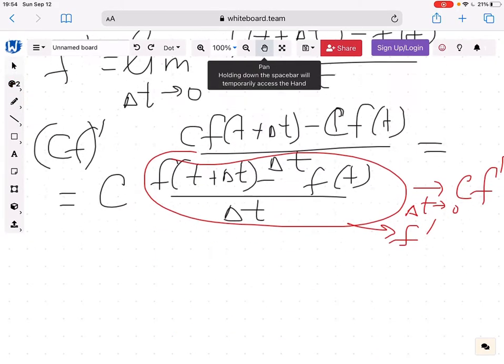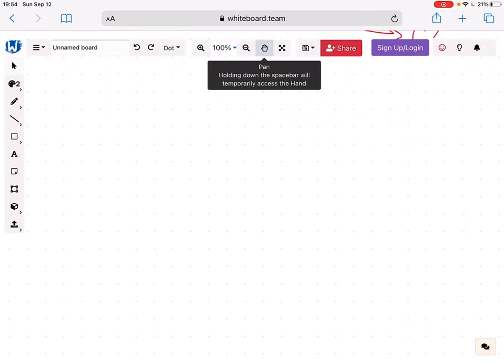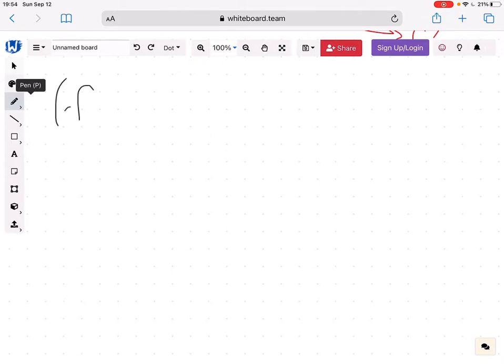Let's move to the next one. The next one is the derivative of a sum of functions. So if I have two functions, f and g, I add them up, and I want to take a derivative. Again, the derivative of this thing is very simple. It is the derivative of f plus the derivative of g. So the derivative of the sum is the sum of the derivatives. Can anything be simpler than that?